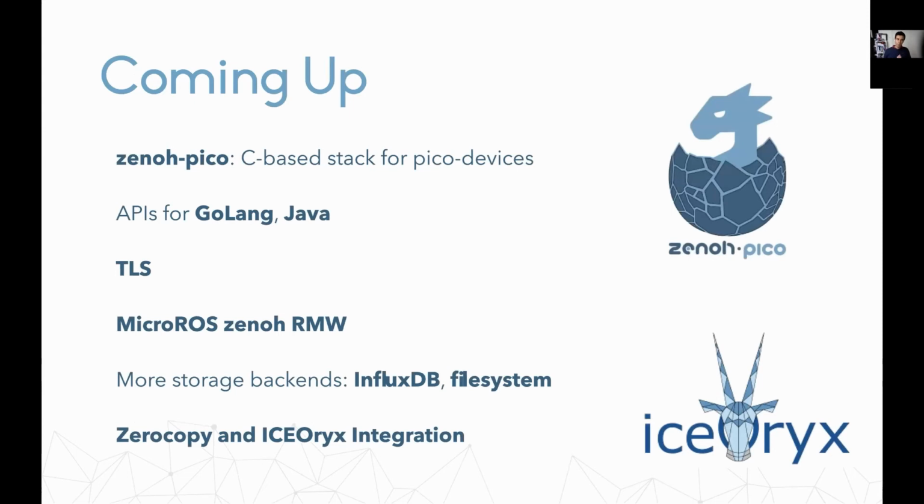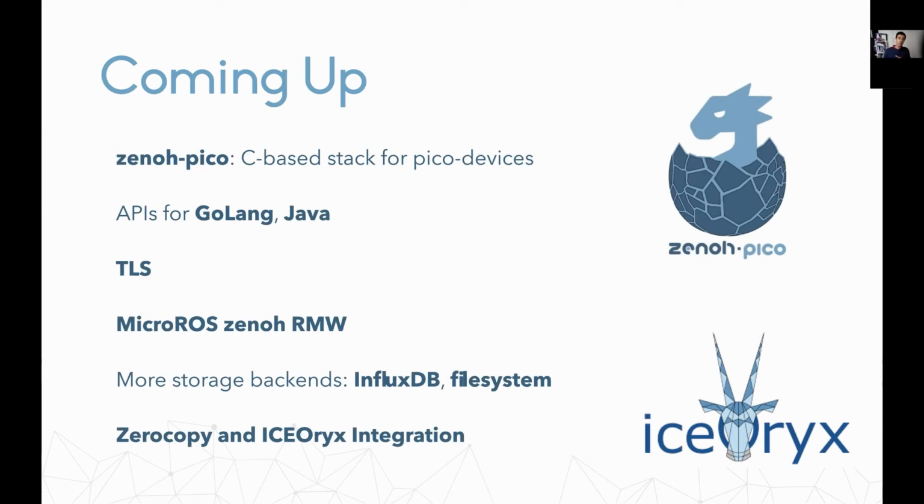What's coming up? We're about to release Zenoh Pico, which is a C-based stack of Zenoh for Pico devices, so super small devices. We wanted to get them through Rust, but Rust embedded, it's very cool, but not yet exactly where we would like it to be, especially on OS like FreeRTOS. And I think we also, from the Eclipse developer survey, saw how FreeRTOS is an important OS for our domain.